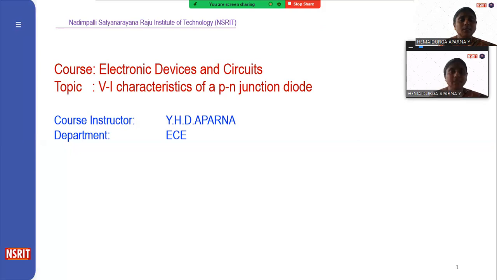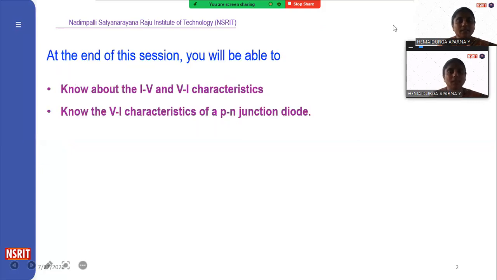In this session, we are going to explain the VI characteristics of a PN junction diode. By the end of this session, you will be able to know the basic difference between VI and IV characteristics of an electronic device, and particularly, we will learn something more about the VI characteristics of a PN junction diode.